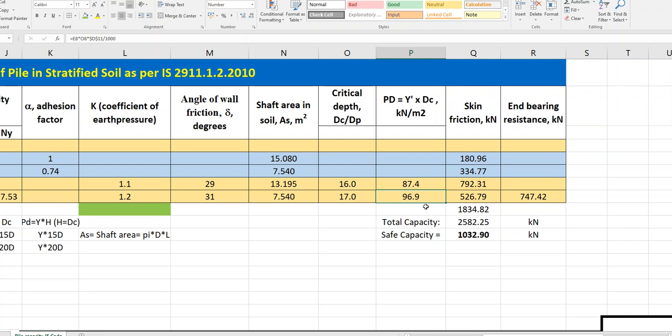And similarly we have evaluated P_D for the fifth stratum, and now we will obtain the skin friction component. For stratum 2 and 3, we have to obtain it from the clay part, and for stratum 4 and 5 we'll have to obtain it from the expressions for sandy soils. So let's see what is there in this. I'll just zoom out.